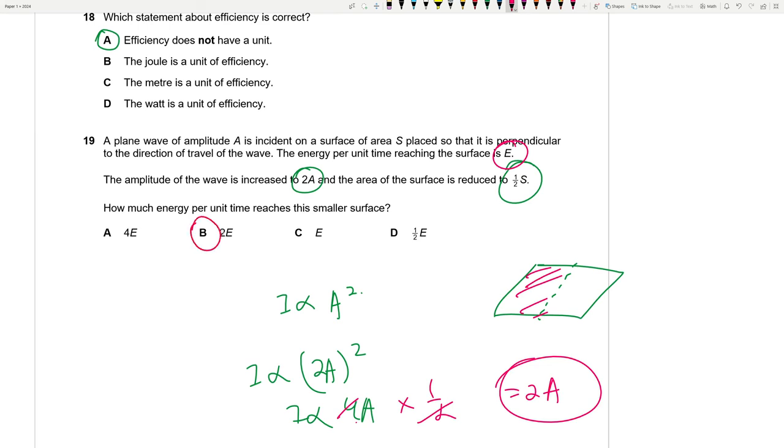So 19 is B. Hopefully you guys get it. I'm going to repeat again. Due to the amplitude being doubled, the intensity has become 4 times the original, which is 4E. Energy per time is 4E. But due to the area being halved, the energy decreases by half again. Okay, that is the general idea. So 19 is B.